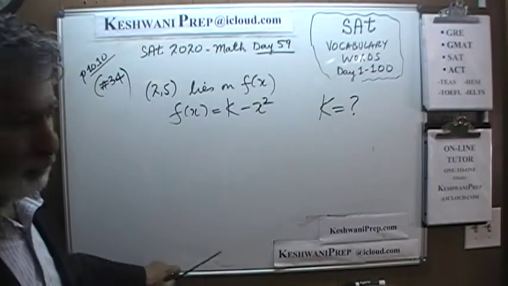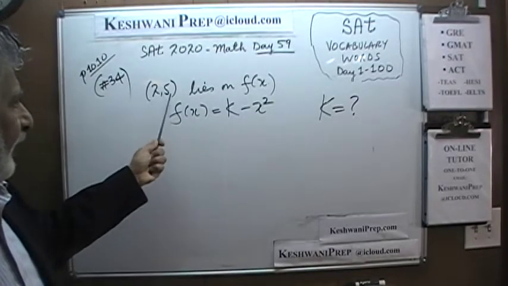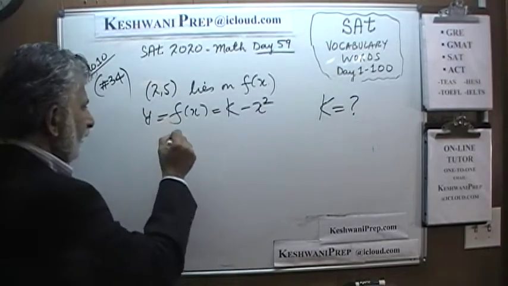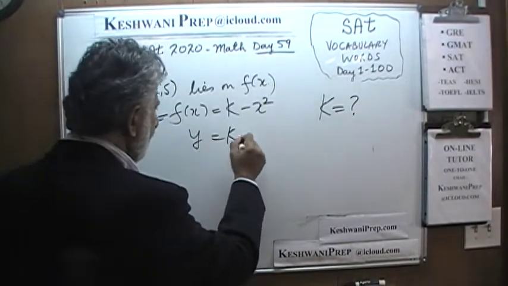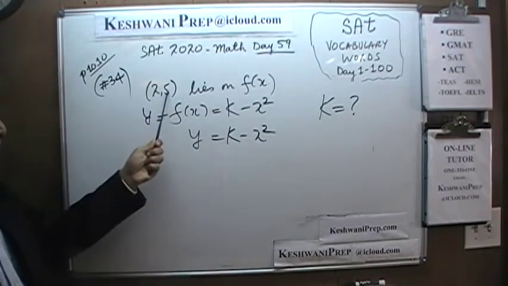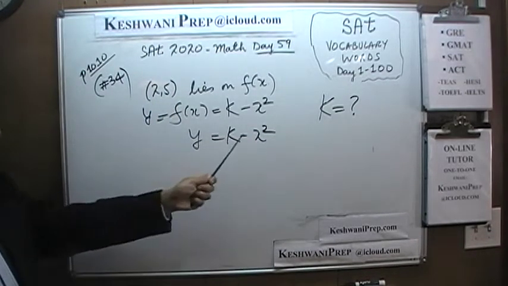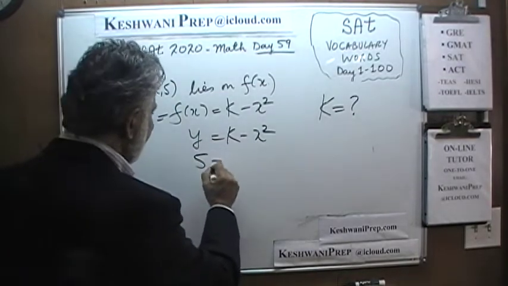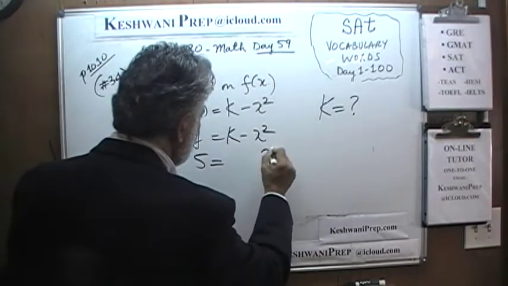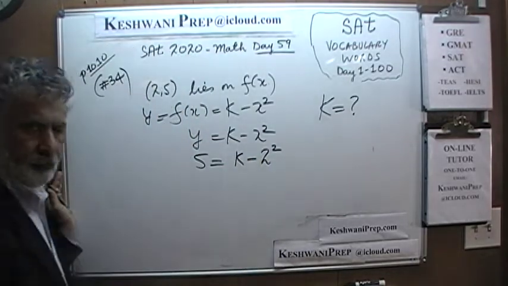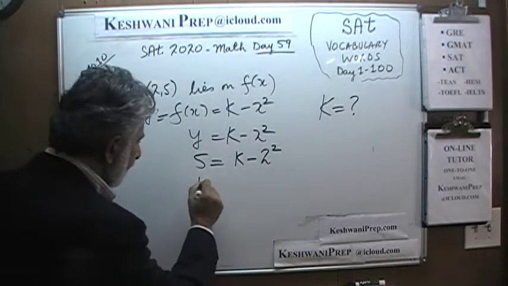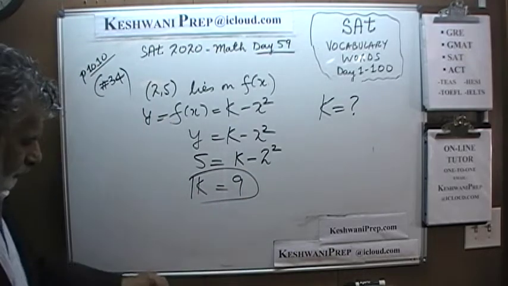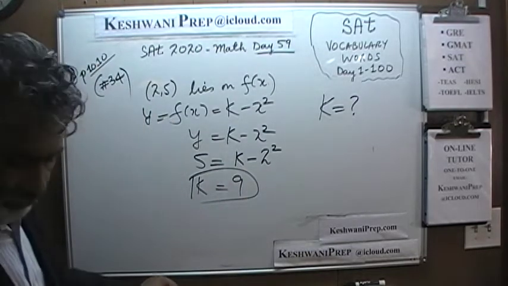Well, what do you suppose we're going to do? We're just going to simply plug in the value of x and y in this function, because f of x, that's the value of y. So y is equal to k minus x squared. We know when y is equal to 5, x is equal to 2, just put it in, solve for k. Bring the 2 squared to this side, so k is going to equal 5 plus 4, 9. That's all. We'll stop right here.